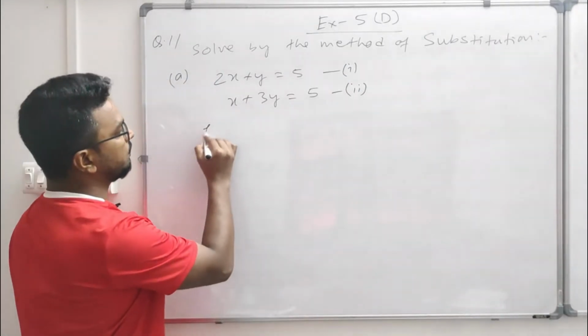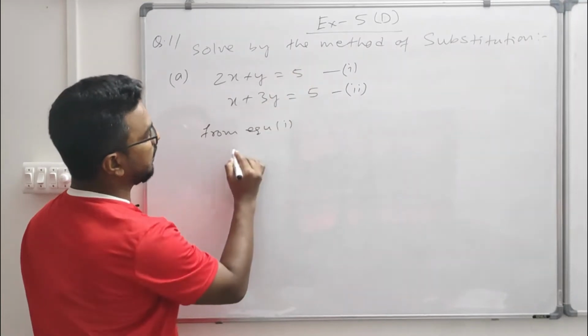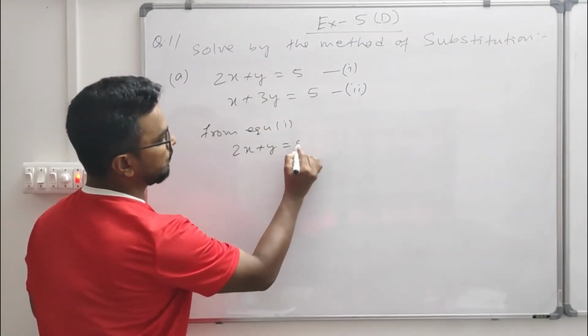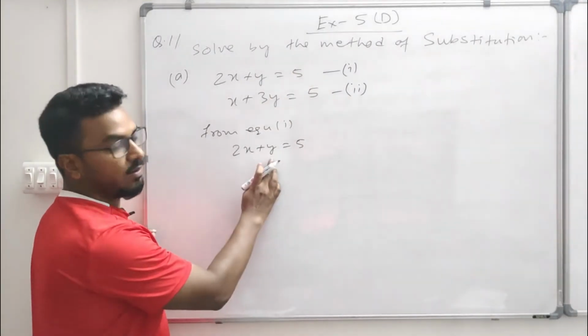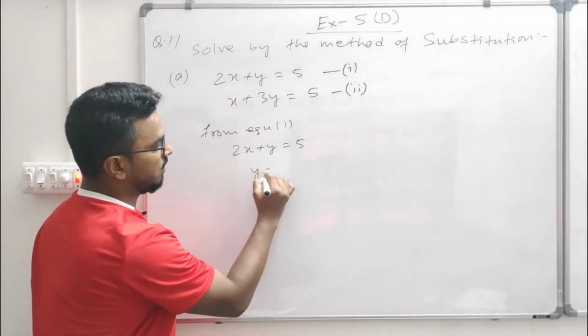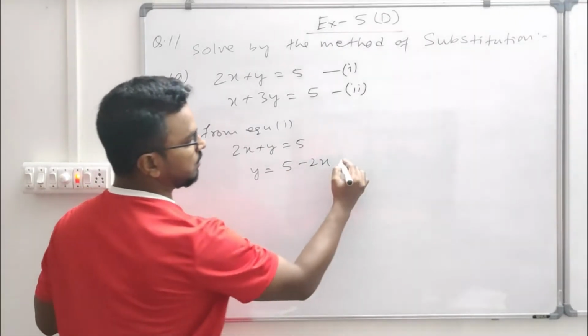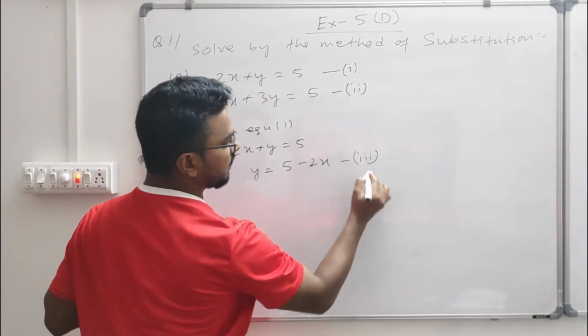Now from equation 1, you just bring it here, 2x plus y equals to 5. Now keep y in the left hand side and take everything to the other side. So if you take everything to the other side, 5 minus 2x. So this will become equation number 3.